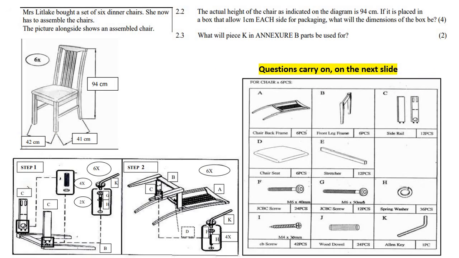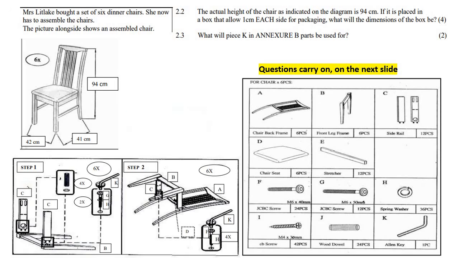The actual height of the chair, as indicated on the diagram, is 94 centimeters. If it is placed in a box, remember that they're going to send this in a box, okay? That allows 1 centimeter each side for packaging. What would the dimensions of the box be? Okay, well, this part here is this part here. So you can imagine that that part there is going to lie in a box, okay?